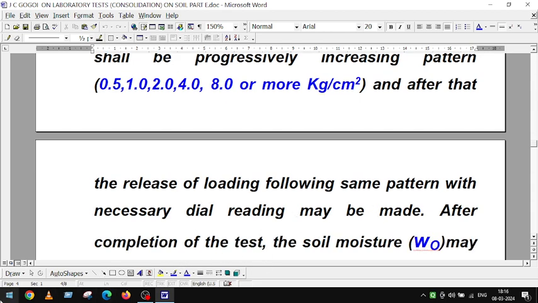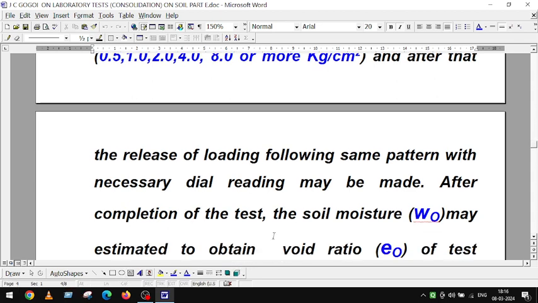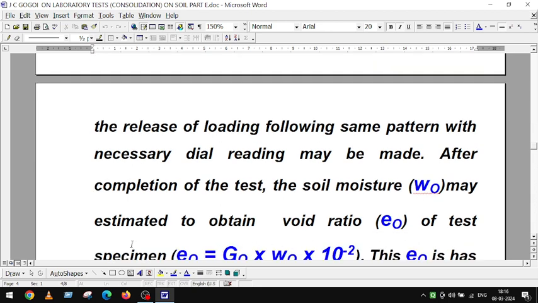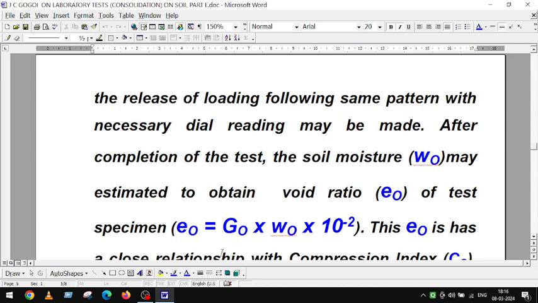After completion of the test, the soil moisture of the tested specimen may be estimated to obtain the void ratio e0 of the test specimen. The equation is this: e0 equal to z0 into soil moisture into 0.001. No, 0.01.